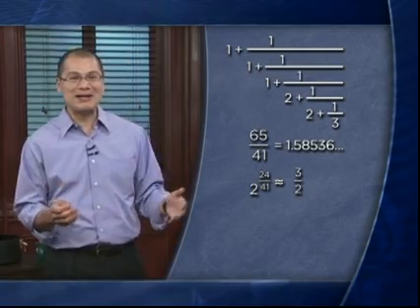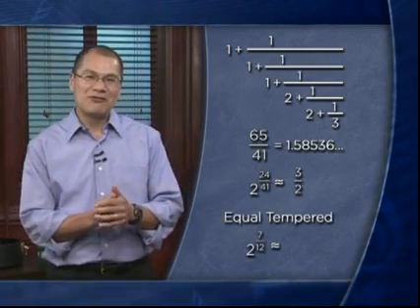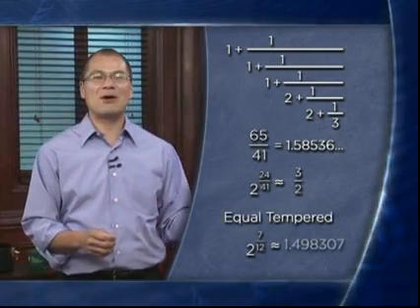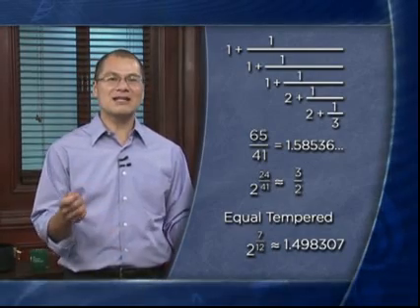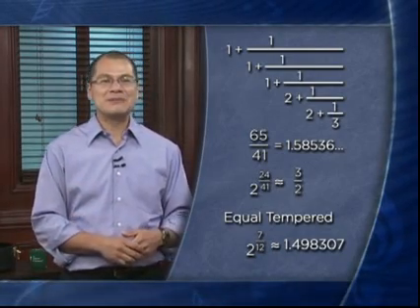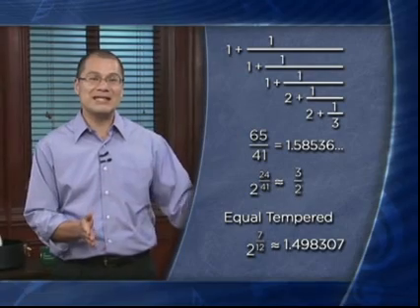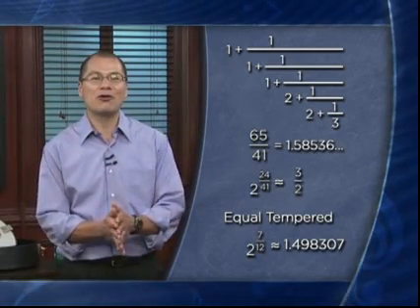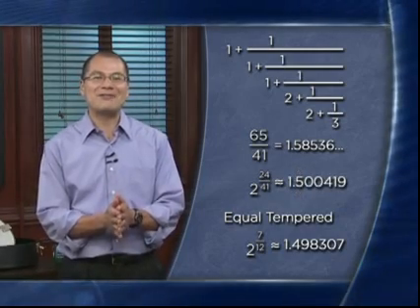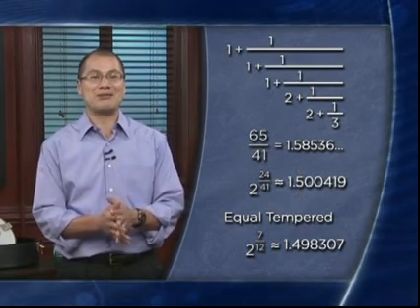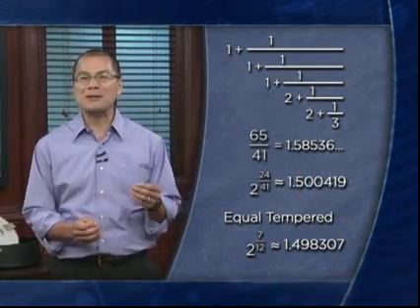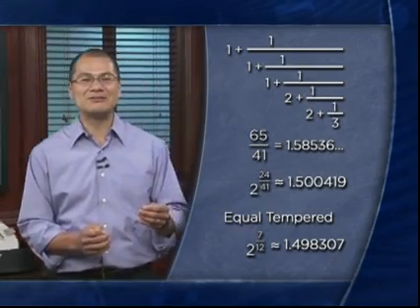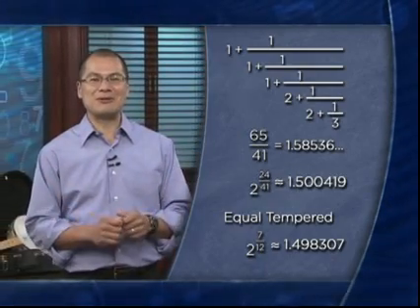How close would it be? Well, our equal tempered fifth, the 2 to the 7 twelfths, is about 1.498. Now that's quite close to 1.5. If we had chosen 41 keys per octave, if we had taken another layer in our continued fraction, then the 24th one would be at 1.500419 approximately. That would be incredibly close to 1.5. That difference is almost inaudible.